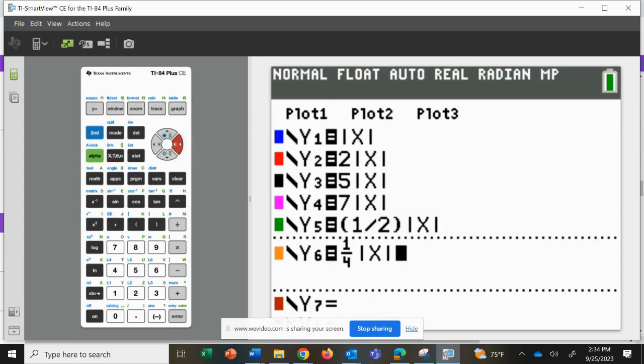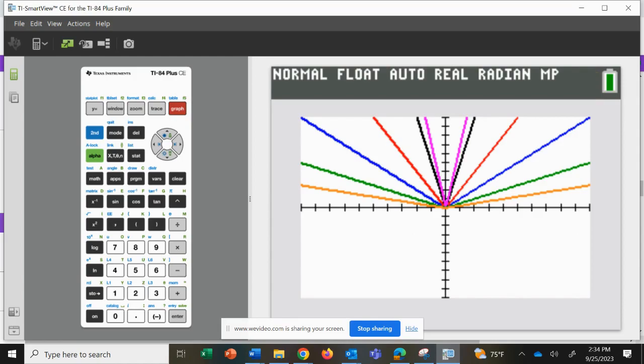Okay, so we're trying a 1/2 and a 1/4. I've got the other ones graphed still because it's pretty. And then that is correct. So we're getting wider and wider when we chose the 1/2 and the 1/4.